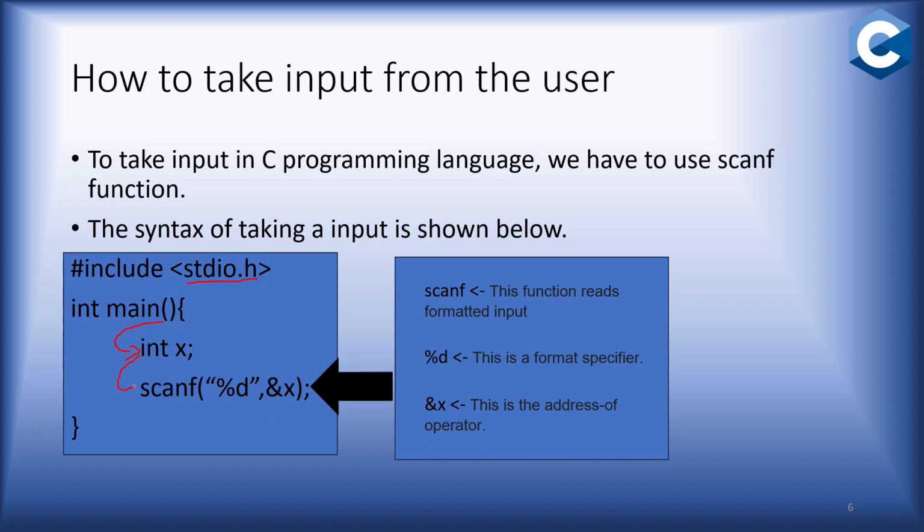Now we have the line scanf("%d", &x). This line is where the actual input happens. Let's break it down. scanf: this function reads formatted input from the standard input, usually the keyboard. %d: this is a format specifier, which tells scanf to expect an integer input. &x: this is the address-of operator. It passes the memory address of the variable x to scanf, so the input value can be stored there.